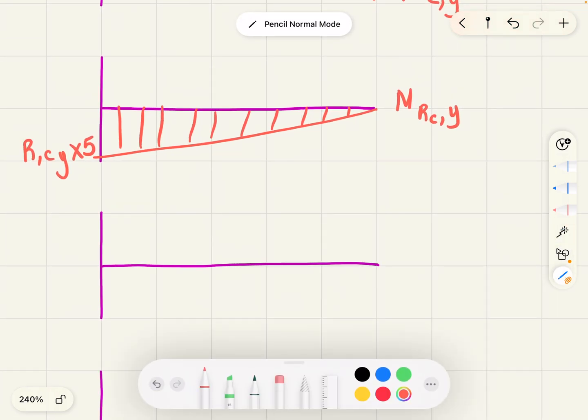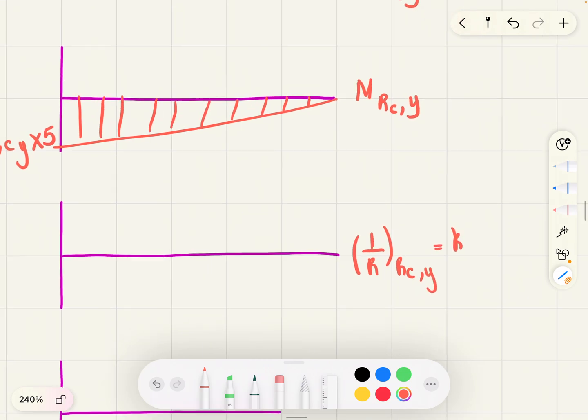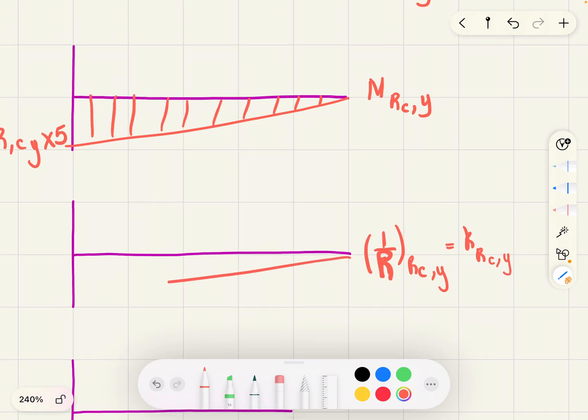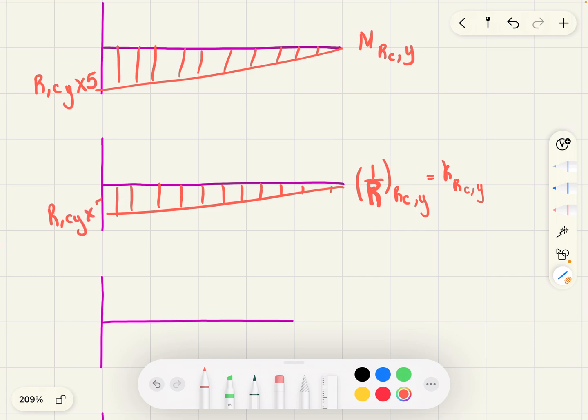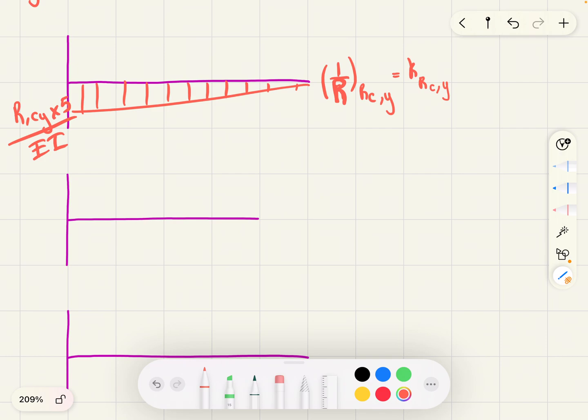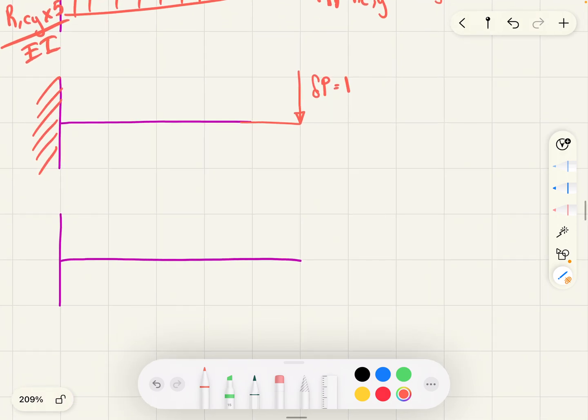Now, let's find the one due to curvature. This one is R, and here we have K. It's going to look the same, but we just have to write it here as over EI. Now, just like before, we can draw a virtual force acting at C, because this is where we were trying to find the deflection. So this is where we applied the unit virtual force, dP equals 1. Fixed support at this end, and our bending moment diagram is going to look like this. The virtual bending moment diagram.